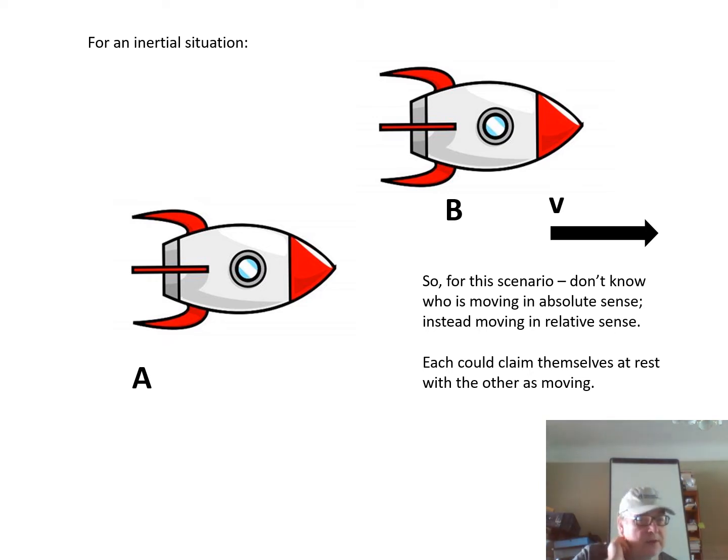So for this situation, we don't know who is moving in an absolute sense. Instead, we have a relative sense. Each could claim themselves at rest with the other as moving. So A can claim, I'm at rest and B is moving, and B can claim, I'm at rest and it's A that's moving.